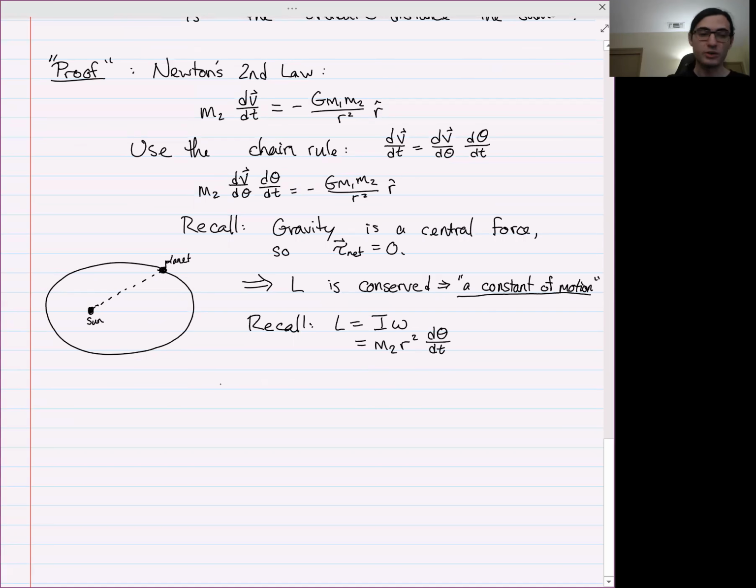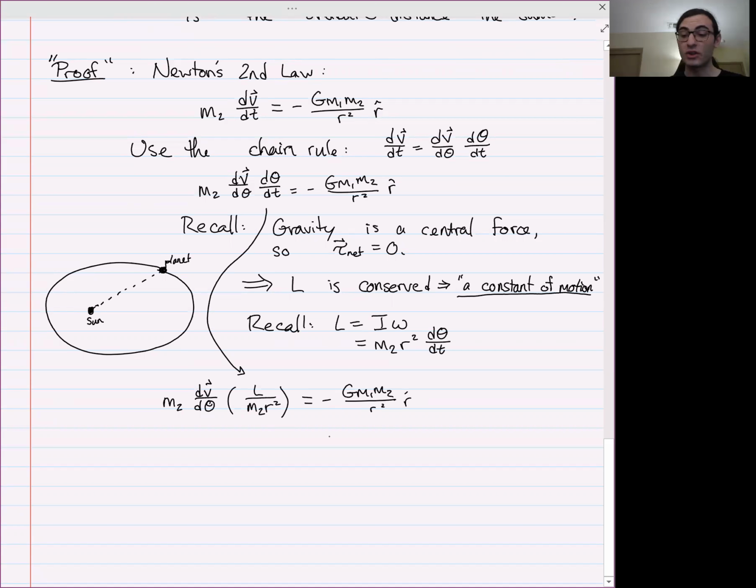So substituting that in, we get that m2 times dv dt, we're substituting back into Newton's second law. Sorry, this is dv d theta, times L divided by m2 r squared. This is what d theta dt is. And that should be equal to negative g m1 m2 divided by r squared r hat. And these r's are the same thing, by the way.